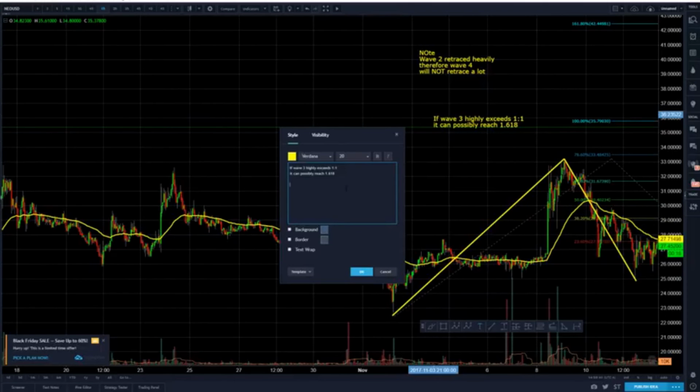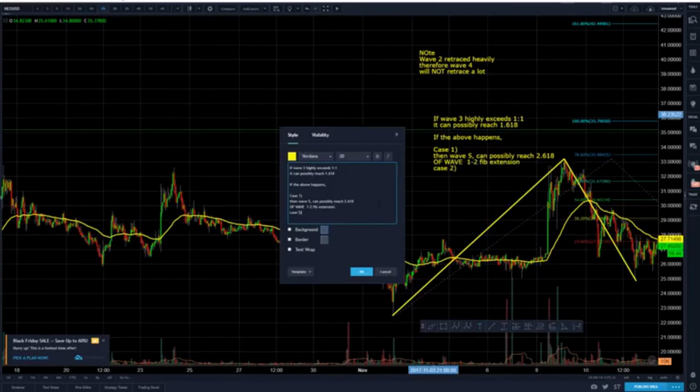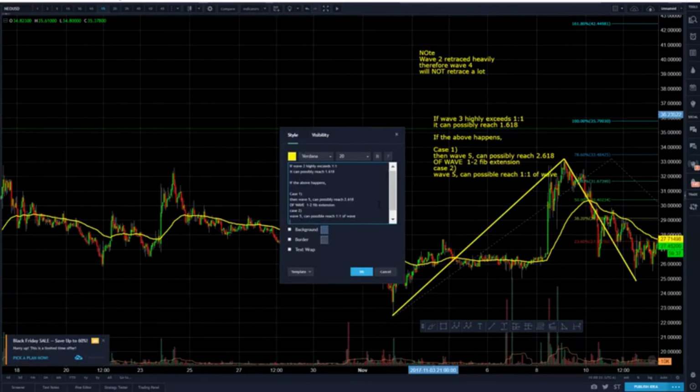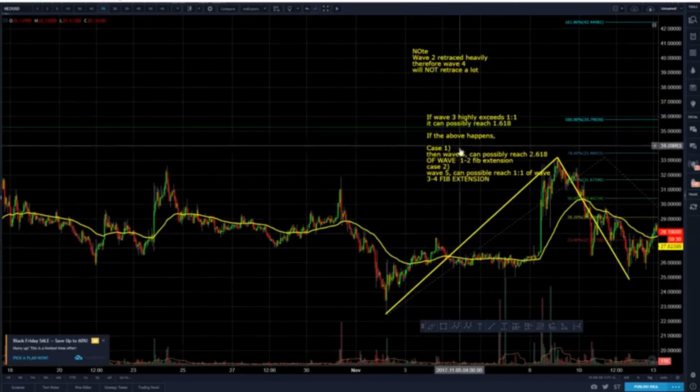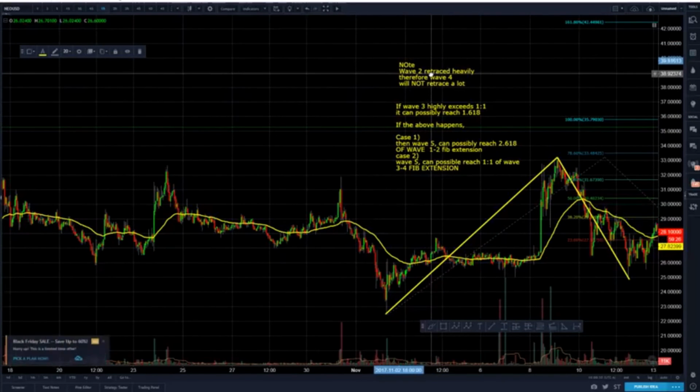If that happens, then wave 5 can possibly reach 2.618 of this original extension. And now another possibility is this, okay? If the above happens, two possible cases can happen. Case 1, wave 5 can possibly reach 2.618 of the wave 1 to 2 fib extension. And then there's case 2, where wave 5 can possibly reach 1-to-1 of the wave 3 to 4 fib extension. These are really important rules to follow that I always follow, okay? And they are rules that have made me a good amount of profit, we'll say, okay?